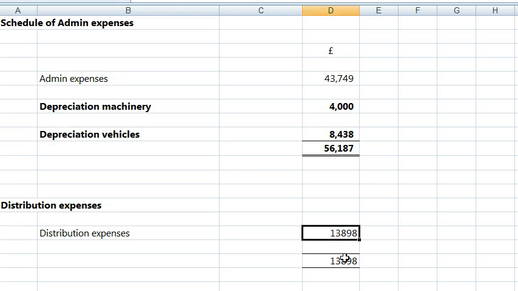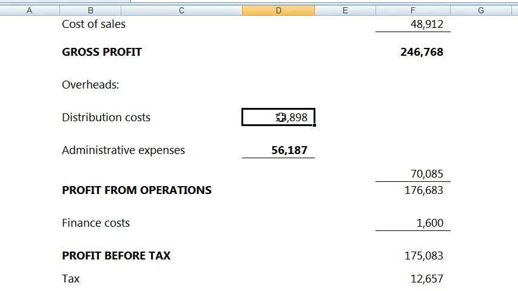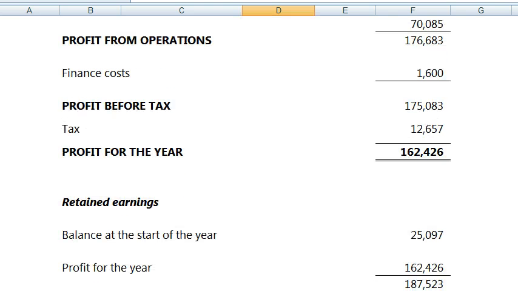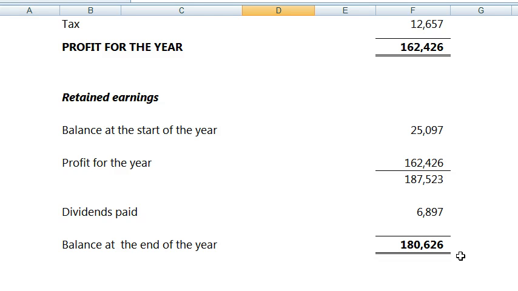You might think, oh, why are we doing it? But in the exam, there's more than one, so you need to make sure you've got a subtotal. Get that figure, and it goes in there. Okay, everything else you should work your way down, and your final answer for retained earnings is 180,626.